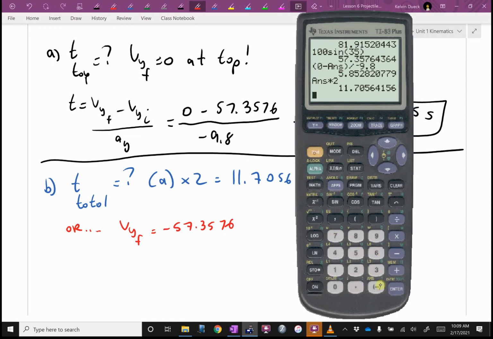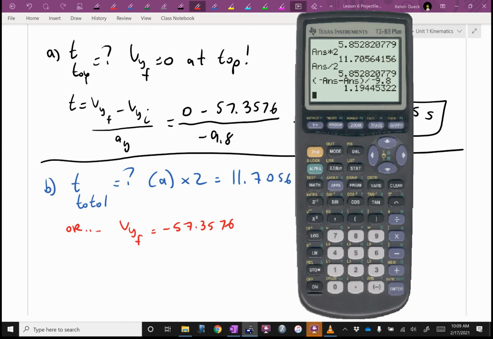Divide answer button. Answer button divided by 2. I'll bring back my 5.85, my 8 sig fig answer. If I go negative that number minus that number divided by negative 9.8, I also get the, oh, I totally did that wrong, Mr. Duick. What was I wanting to divide by?